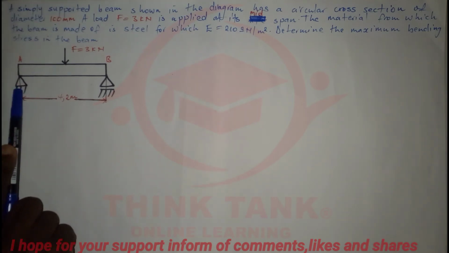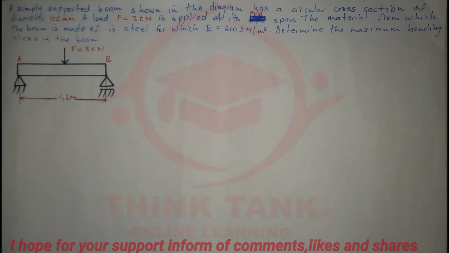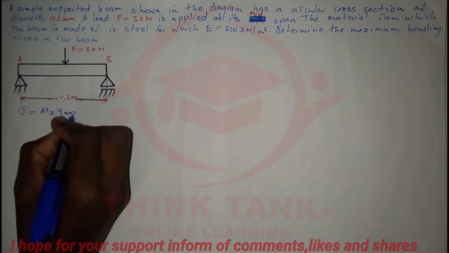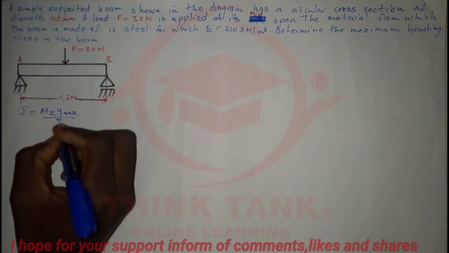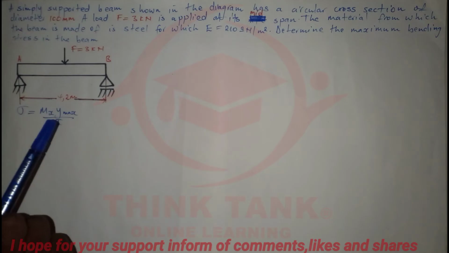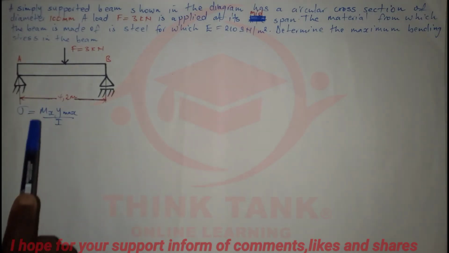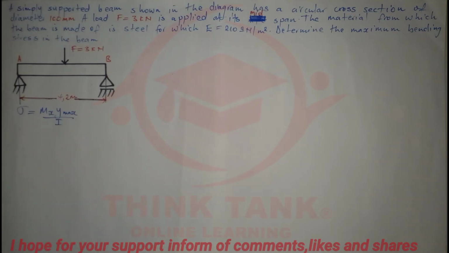So the support A is a pin and this one is a roller. We're just going to apply the principle of moments and find the stress. The formula that we're going to use to calculate the stress is M times y max divided by I. M is the bending moment at any section, I is the moment of inertia, and y is the distance from the neutral axis to the fiber on which the stress acts, and you can treat y as the center of gravity. To solve our problem, let's start by drawing a free body diagram.